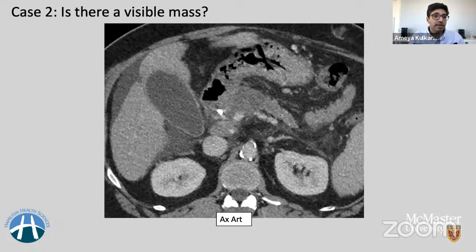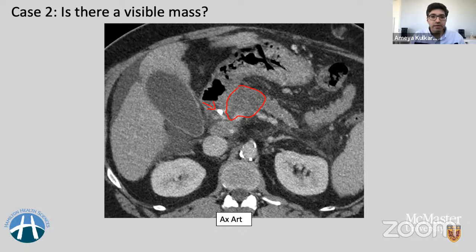Next case here. Again, the first question, always start by asking yourself, is there a visible mass? I'm not sure how you see it on your image, but it's this area of abnormality. So you see this hypodense mass in the head of the pancreas. That's your primary carcinoma, and you also see the stent which is put into the CBD because the patient presented with obstructive jaundice, and the endoscopist inserted a stent there, did some brushings. So they already have a diagnosis of malignant pathology.